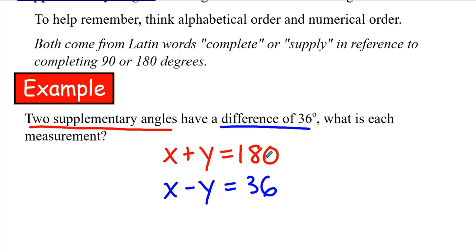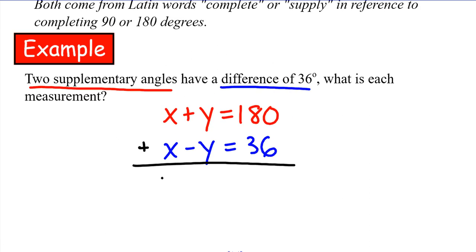This is actually a system of equations. We solved this back in a prior semester. If you notice, the y's will cancel out if I add the two equations. We could use what we call the elimination here. Add the equations, I get 2x. The y's will cancel out. 180 plus 36 is 216. Divide by 2, and I get 108.